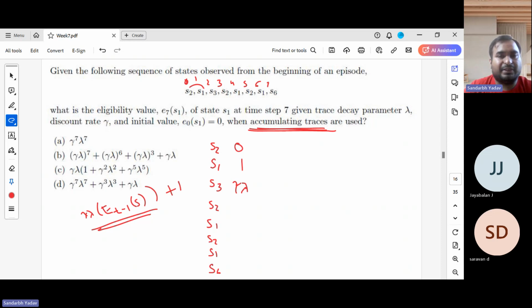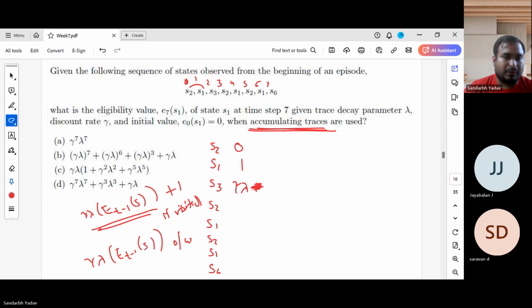Now from S3 we are moving to S2. Then again it will decay one more time by this factor, and there will be a plus 1 also, right? No, not plus 1. Plus 1 will be when it's visited. If visited, otherwise simply gamma lambda into e_{t-1}. So since it's not visited, it simply decays by this factor.